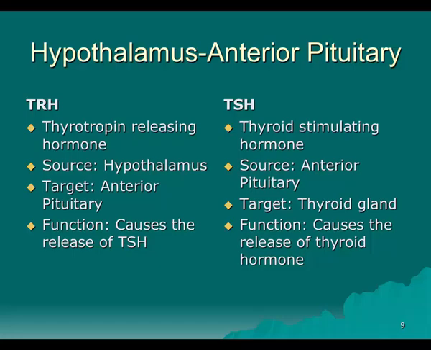So starting with TRH and TSH. TRH, thyrotropin releasing hormone, comes out of the hypothalamus, travels to the anterior pituitary, and causes a release of TSH. TSH, thyroid stimulating hormone, comes out of the anterior pituitary, targets the thyroid gland, and causes release of thyroid hormone. Thyroid hormone is ultimately going to have the effect on the body, but it's actually a three-tiered system in order to get it released.